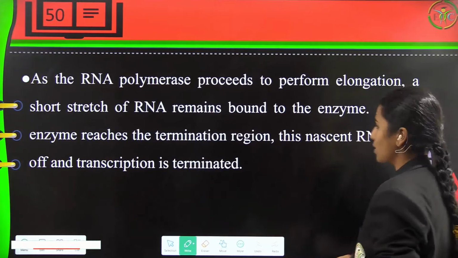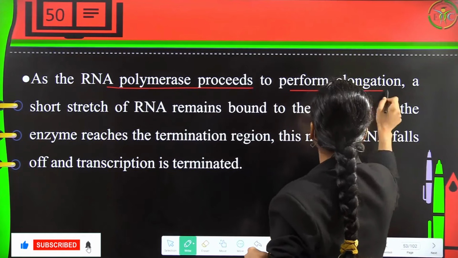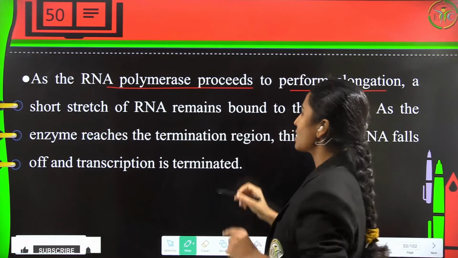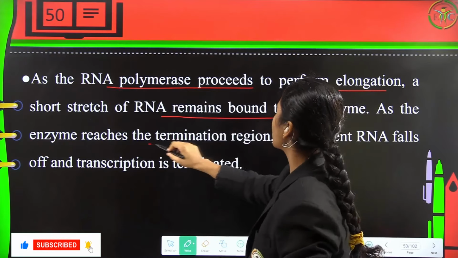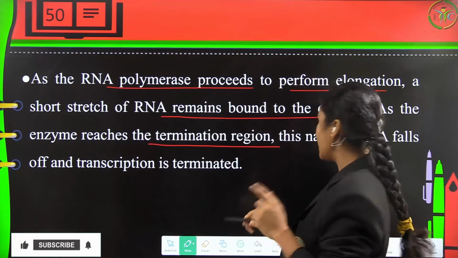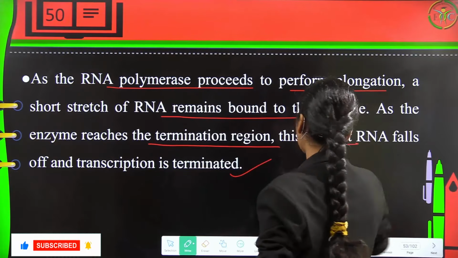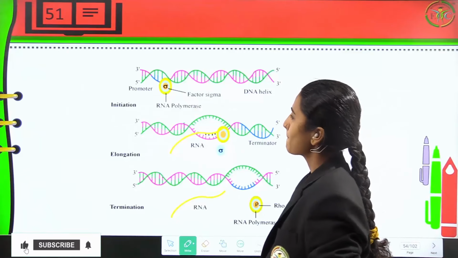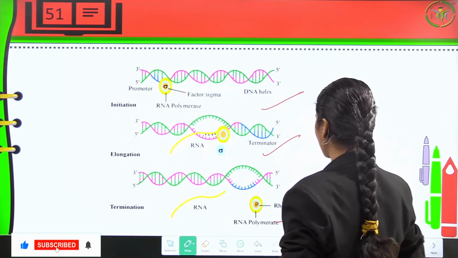As the RNA polymerase proceeds to perform elongation, a short stretch of RNA remains bound to the enzyme, and when the enzyme reaches the termination region, the nascent RNA will fall off and transcription is terminated. So this is how it happens: the initiation, elongation and termination process.